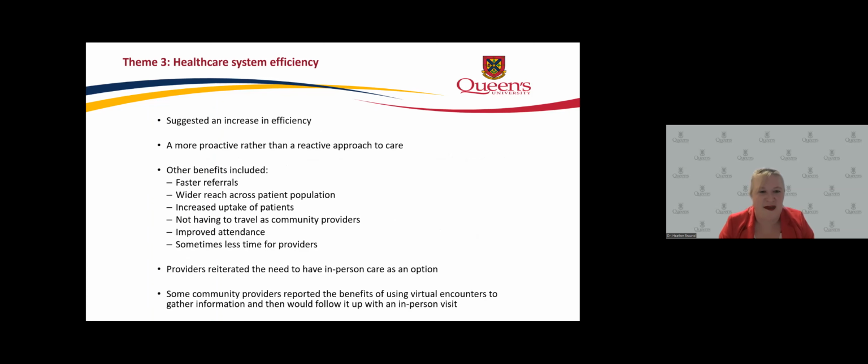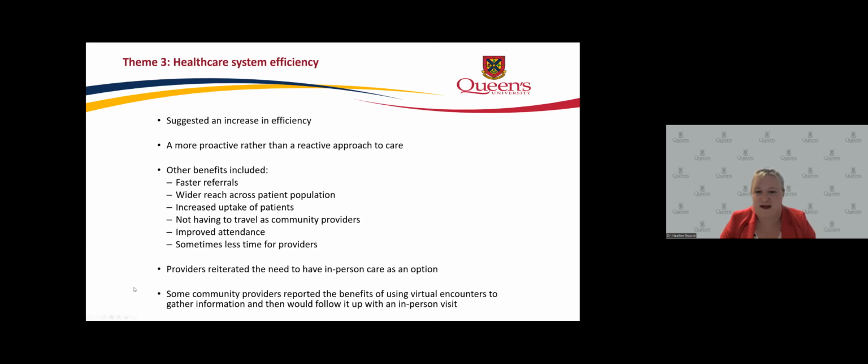Next slide, please. So the third theme focused on healthcare system efficiency. Generally, our findings suggest that it does increase general efficiency across the system, and most of our providers suggested that it was a proactive rather than a reactive approach. Other benefits included faster referrals, a wider reach across the patient population, increased uptake of patients, not having to travel, especially for our community providers, improved attendance and fewer cancellations, and sometimes less time.